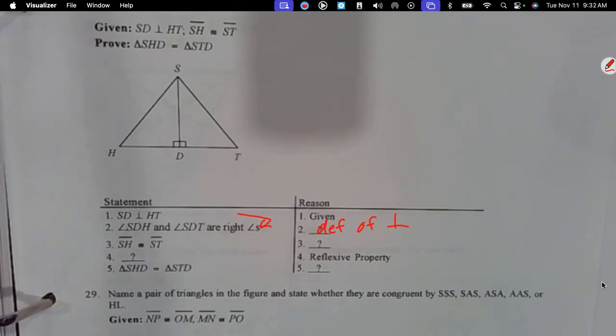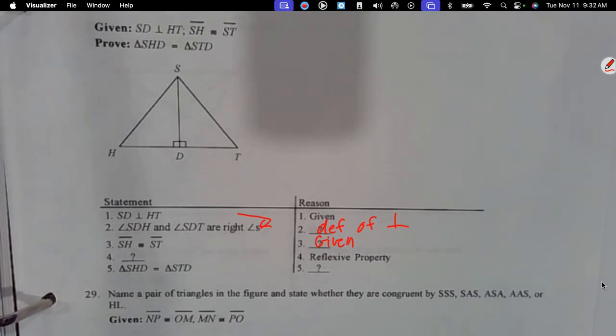Okay, why are SH and ST congruent? It was given to me. Always look up there and see. Where did that come from? Oh, it's up there. That one's an easy one. Given. I'm pretty sure it's the exact same proof, y'all. Usually they are. Change the letters. That's it. Okay, reasoning's the same. Change the letters.